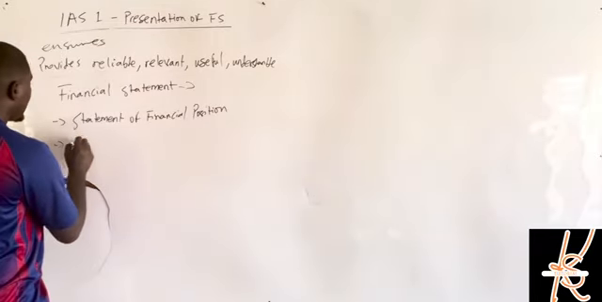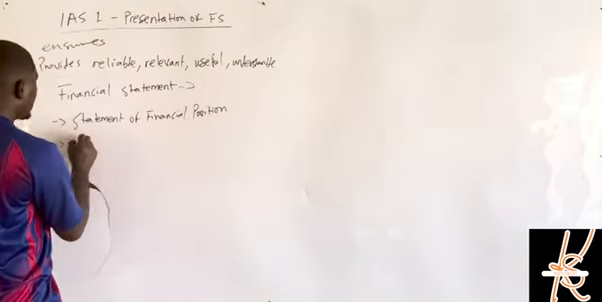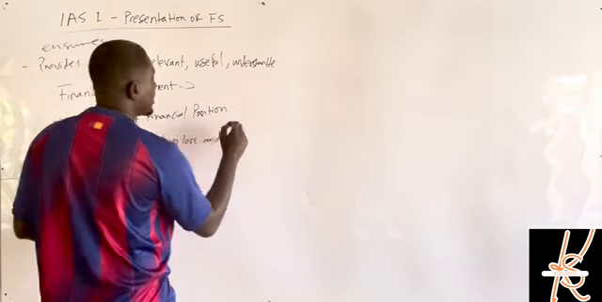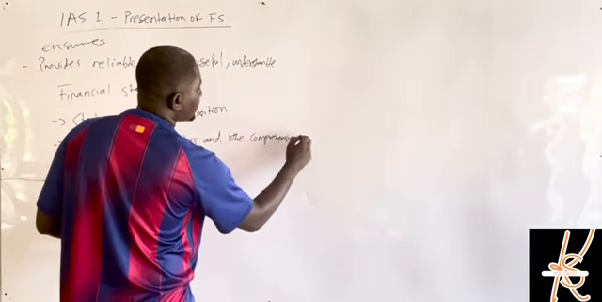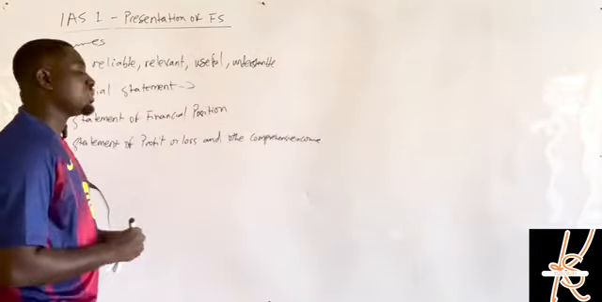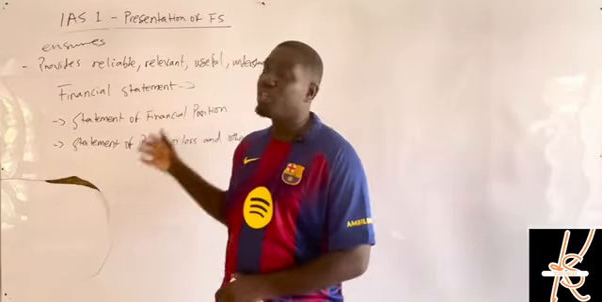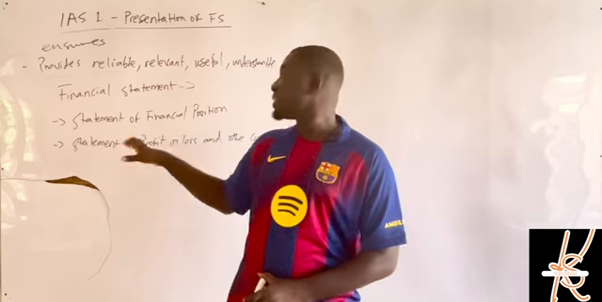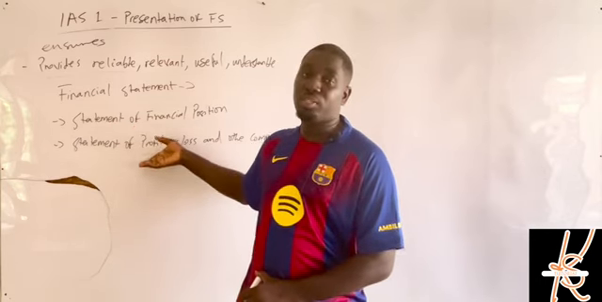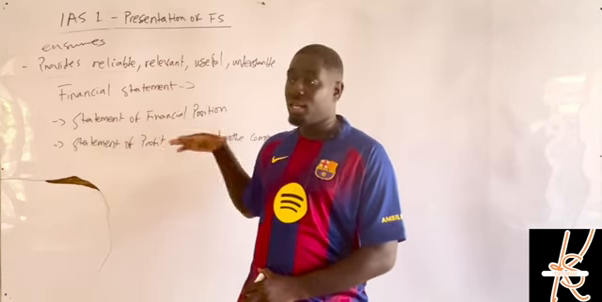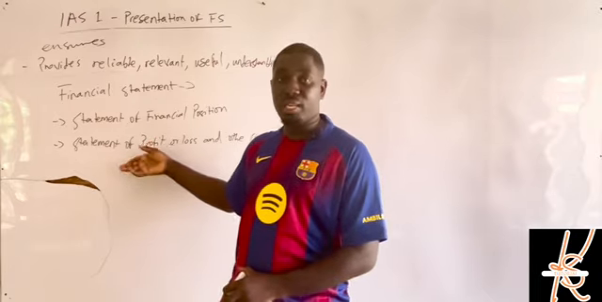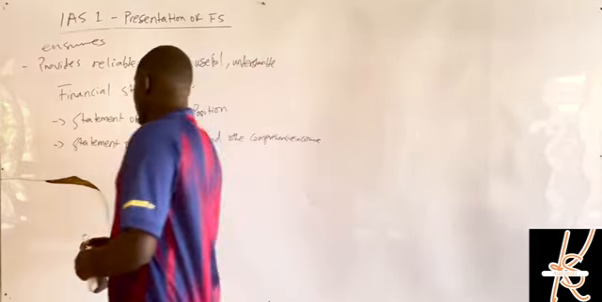So that's the second one, statement of profit and loss and other comprehensive income. This is where the revenue and then the expenses are captured. The statement of profit and loss and other comprehensive income. The revenue and the expenses, this is where they are captured. Okay, now let's move on to the next one.